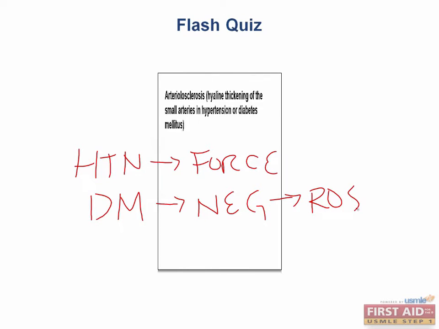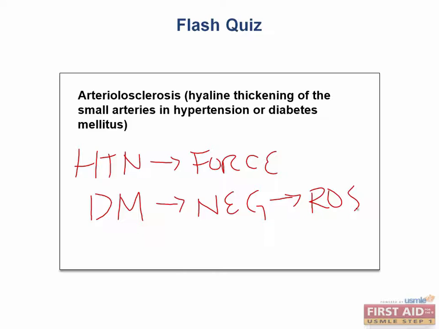The end result, though, is arteriolosclerosis, which is hyaline thickening of small arteries that occurs in hypertension or diabetes mellitus. So this gentleman is rather unfortunate in that he's suffering from both disease mechanisms, contributing to a small vessel disease.